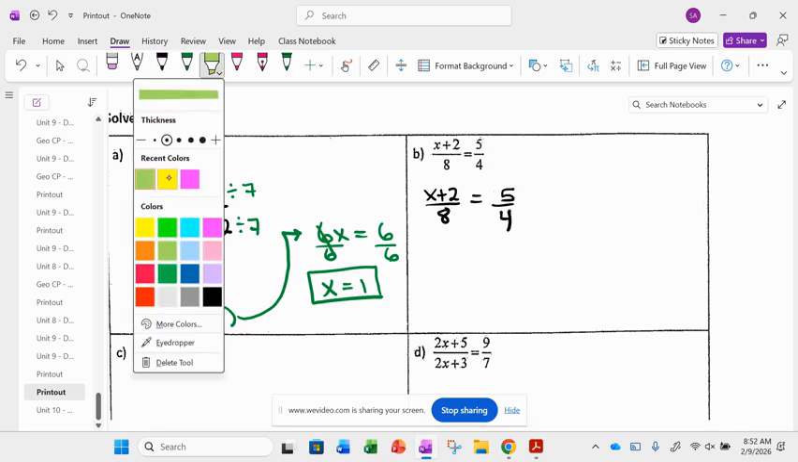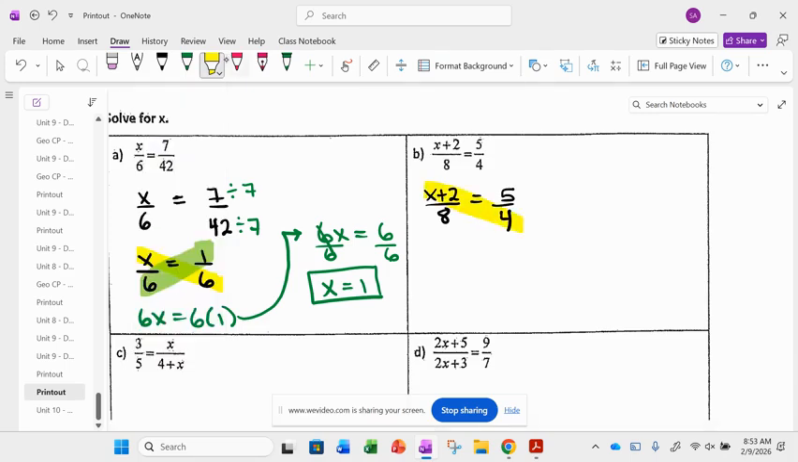So when I cross multiply, now we want to be very careful here. I'm going to get 4 times x plus 2, but because x plus 2 is a binomial, because of that plus sign, I have to put that x plus 2 in parentheses. And then on the other side, I'm going to get 8 times 5.